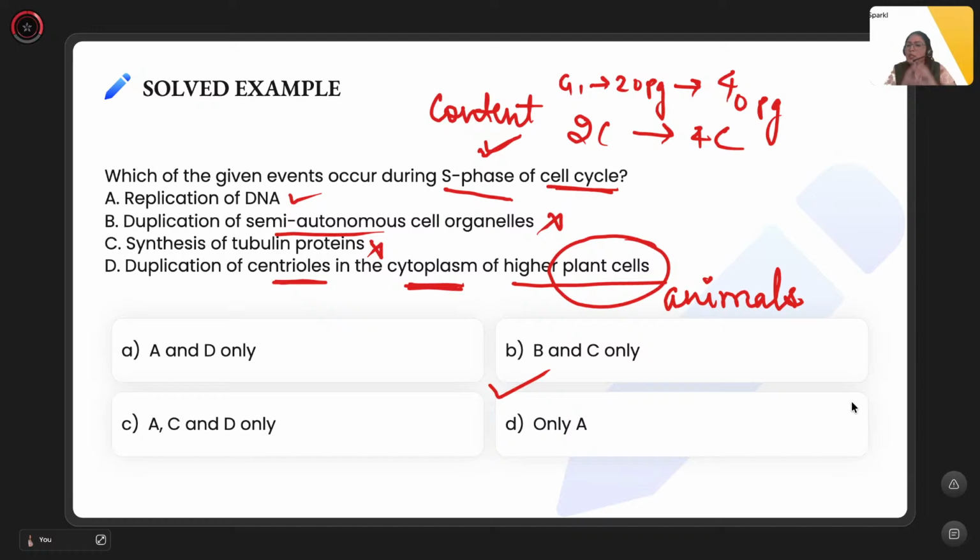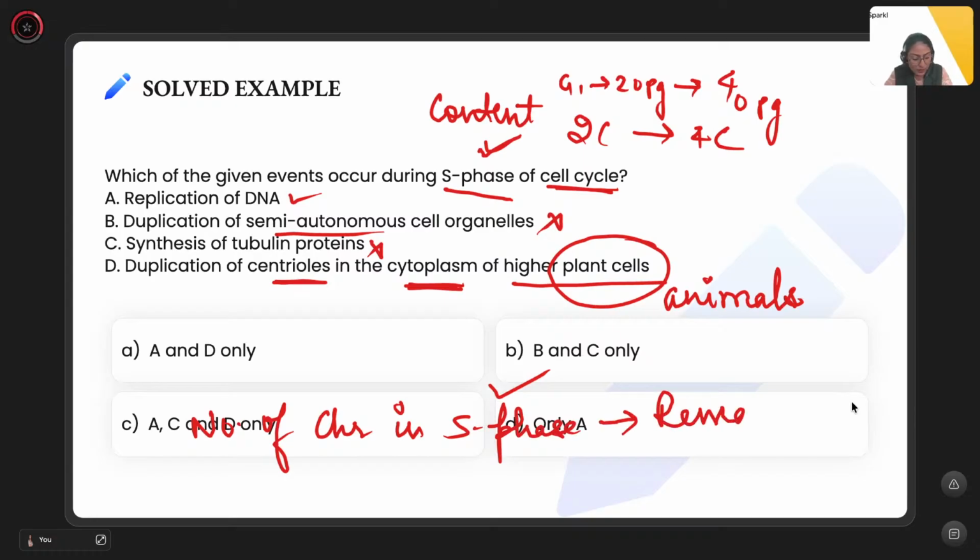Okay. Now if I talk about the chromosome number, what is the chromosome number in S phase, beta? The DNA content doubles, but the number of chromosomes in S phase, remember beta, remains unchanged. It remains the same. If in a cell, suppose 2n is 4 chromosomes, then after S phase also there will be only 4 chromosomes, the same number, 2n only. Okay, clear? Let us move on to the next question then.